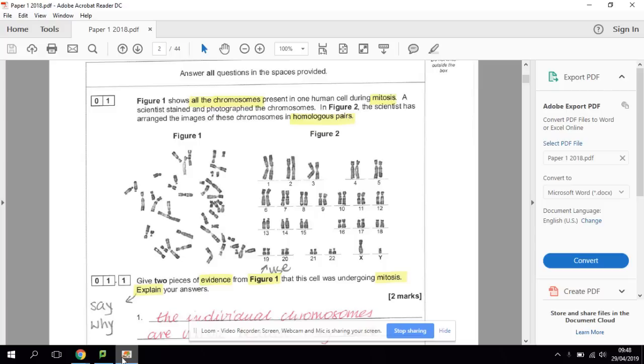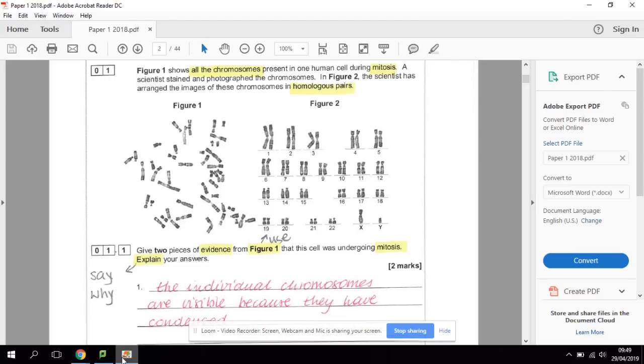So the first question was showing you the chromosomes present in one human cell in mitosis, and the scientists stained and photographed the chromosomes. So figure 2 then shows that the scientist has arranged the images of those chromosomes in homologous pairs. So that's what we've got. Those are our pictures. And question number 1 is asking you to give 2 pieces of evidence from figure 1.